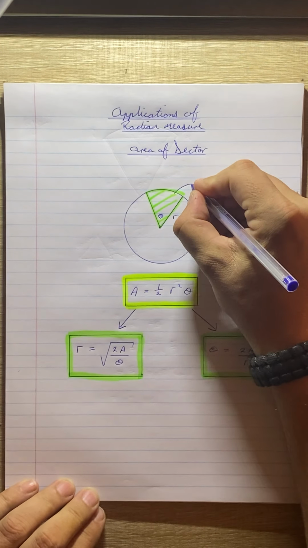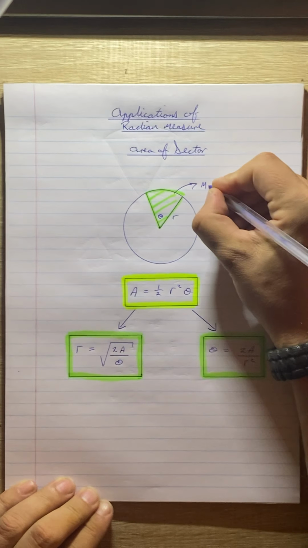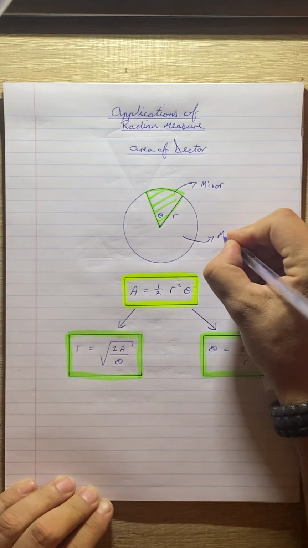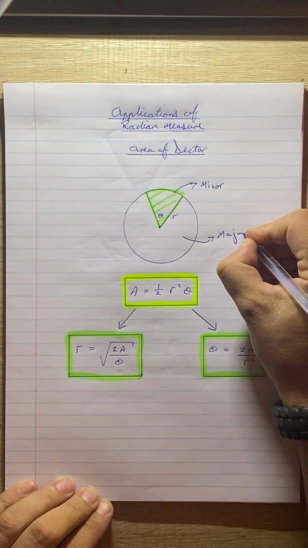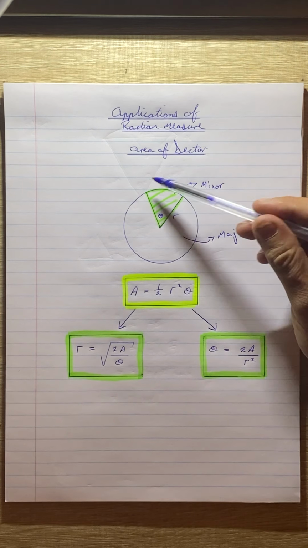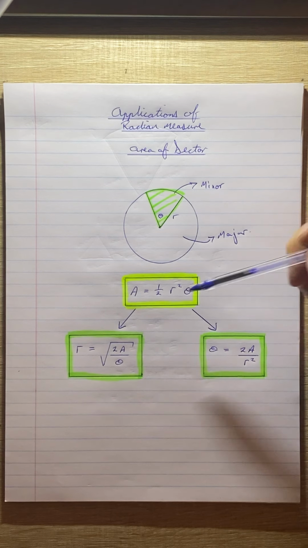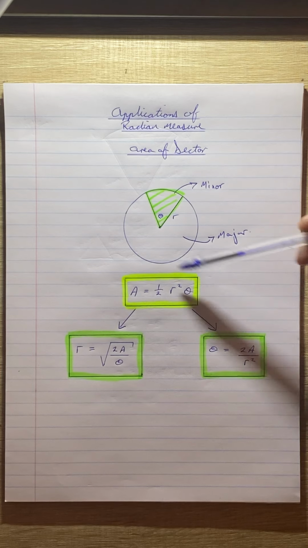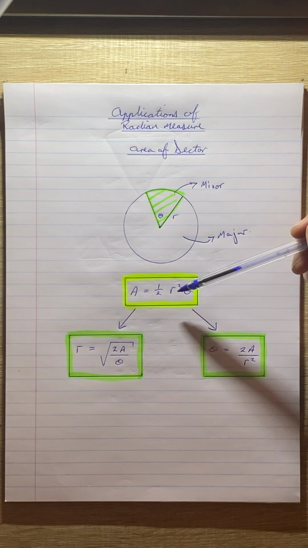Okay, so again, you will get the minor sector, and then here's the major sector. Again, it's just like a pizza slice. So your formula is A is equal to half r squared theta. This formula will be given on the formula sheet.